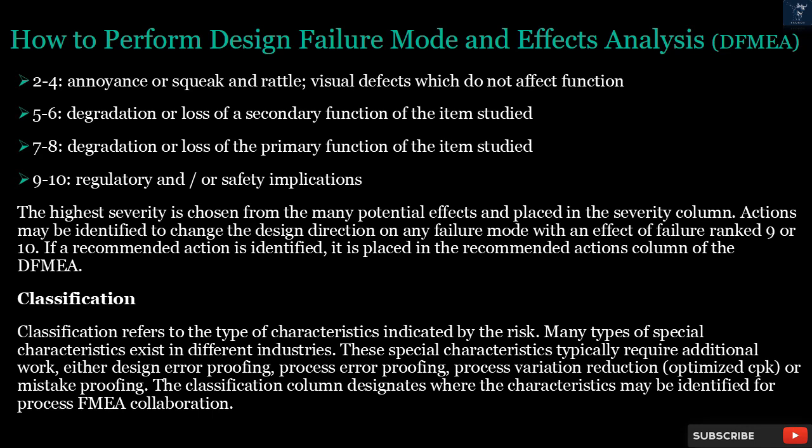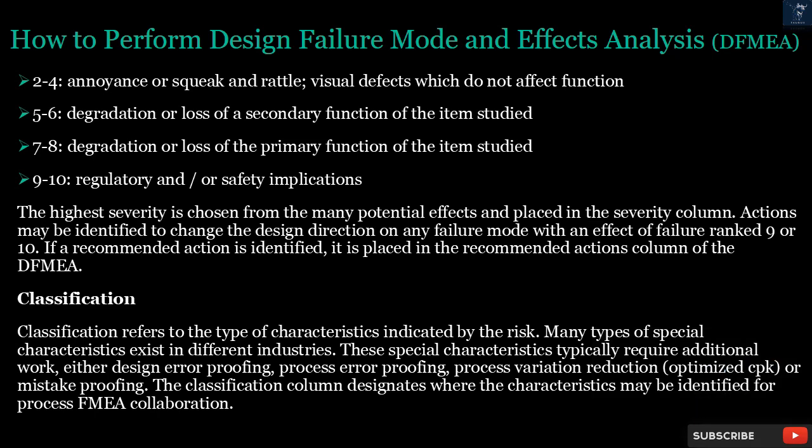The highest severity is chosen from the many potential effects and placed in the severity column. Actions may be identified to change the design direction on any failure mode with an effect of failure rank 9 or 10. If a recommended action is identified, it is placed in the recommended actions column of the DFMEA.